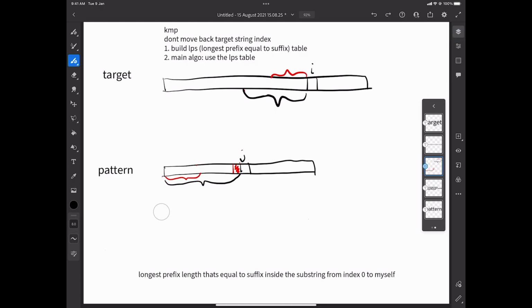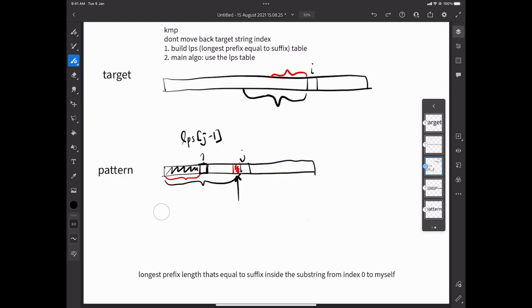So the question is, what is this index that j should move into? That number is actually the value here because that value is the length of this prefix. And the number plus 1 is the index. So the number is LPS[j - 1].